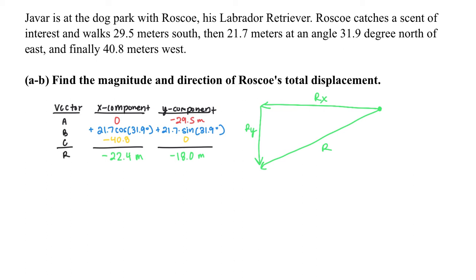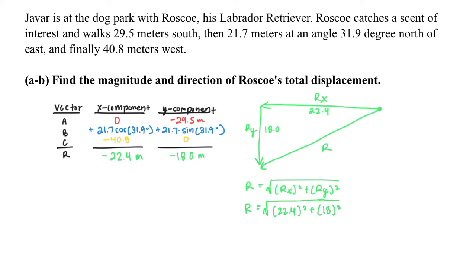And so now to solve for the magnitude of r, I can go ahead and use the Pythagorean theorem. Again, that is r is equal to the square root of r sub x squared plus r sub y squared. When I plug in values, r is the square root of 22.4 squared plus 18 squared. And notice whenever I do the resultant vector, I drop the negative signs. Now that I've accounted for the direction, I can leave out the negative sign. It'll just make our calculations more complicated.